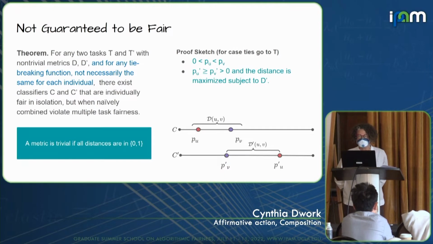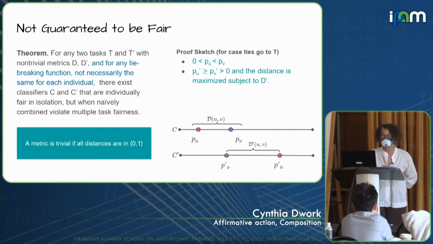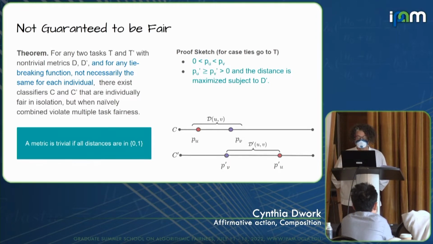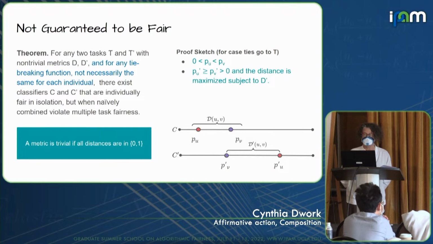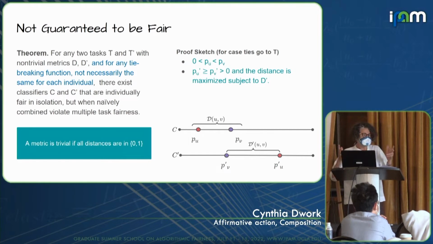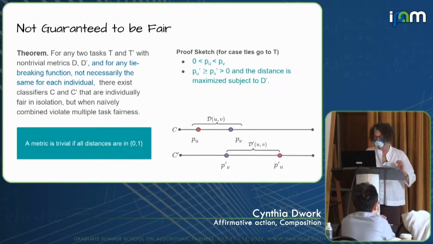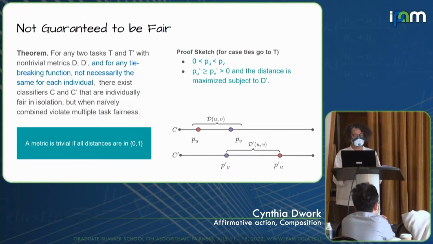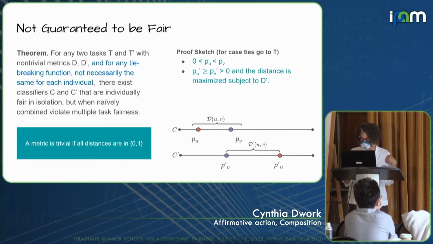Okay, and then I'm going to assume that C prime assigns probabilities P prime V and P prime U to V and U respectively. And the only requirement is that PU prime is at least as large as PV prime, and PV prime is non-zero. And moreover, we're going to require that the distance between PV prime and PU prime is maxed out for the fairness guarantee, which means that the difference between them is the distance metric D prime on UV. Okay. So these are the things that we're going to need, and we can do this based on the non-triviality assumptions.